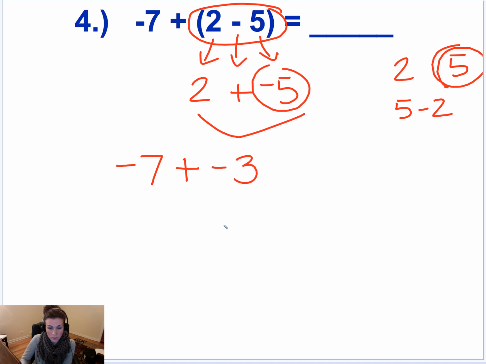This is addition, so I don't need to change it. 7's negative, 3 is negative. Since it's the same sign, I combine. So 7 plus 3 would be 10, and since they're both negative, it's negative 10.